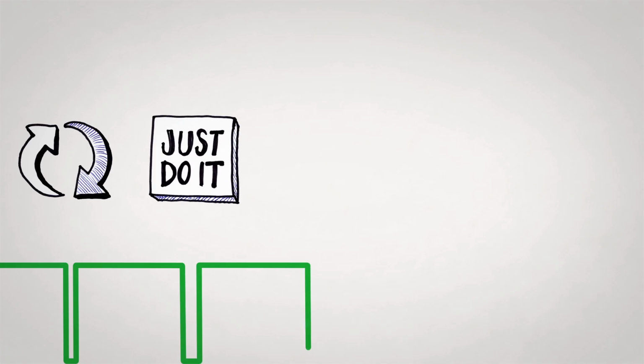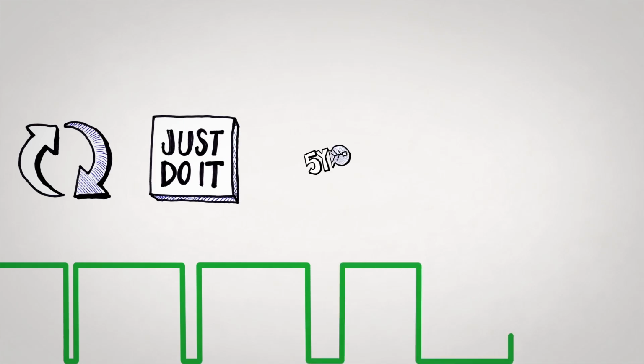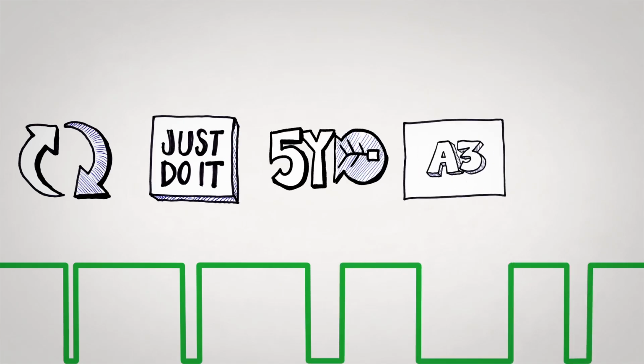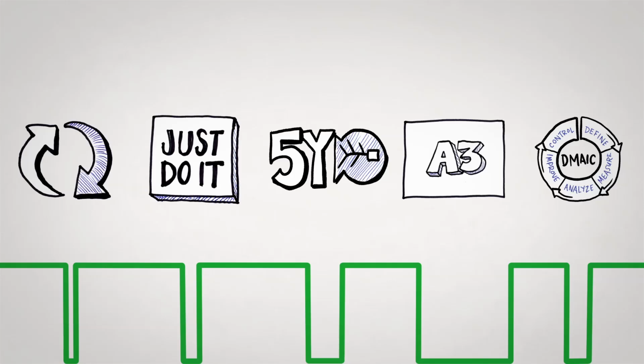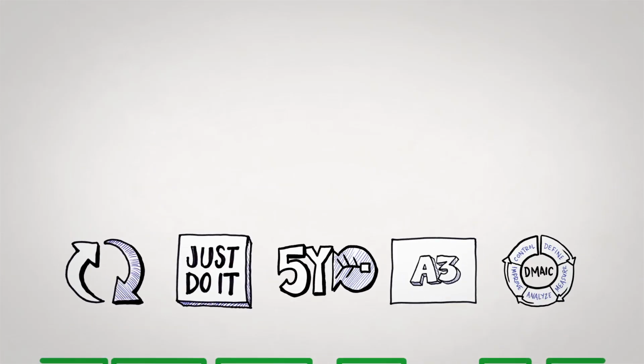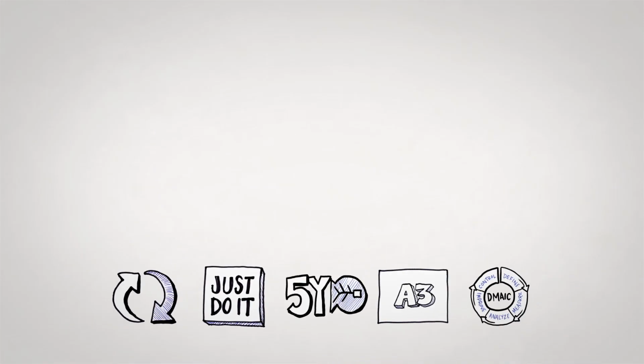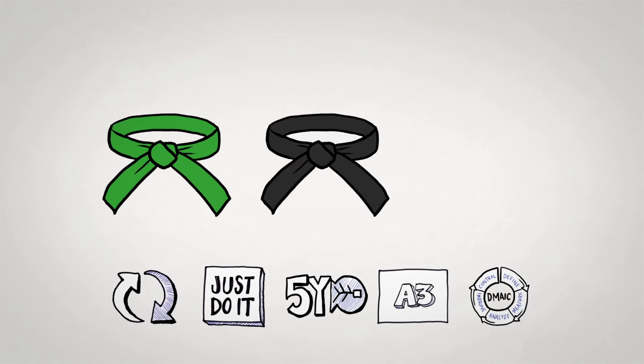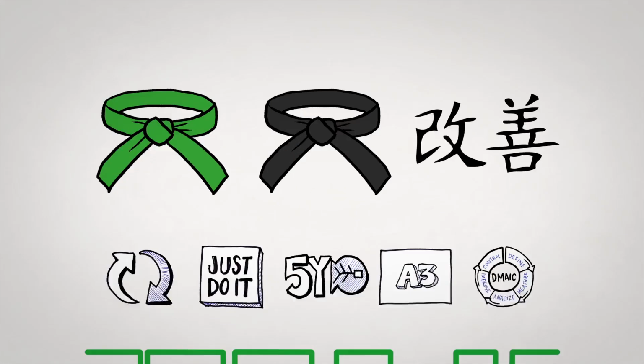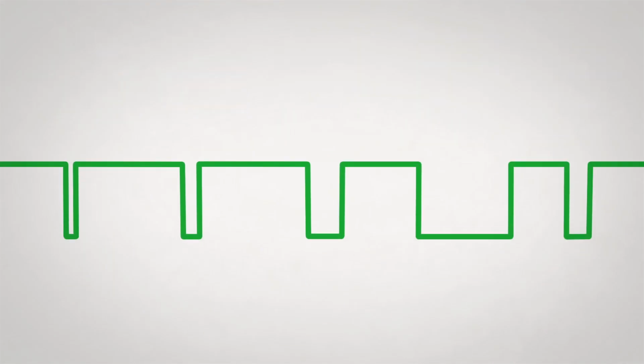Sometimes dents can be fixed with small changes or just do it actions. Sometimes they require more effort. Other times, an A3 might be the best way to tackle a problem. And there may be times the issue needs to be escalated to the project cycle and tackled with a green belt, black belt, Kaizen, or other type of project. The key is to remove the source of the problem and prevent it from happening again.